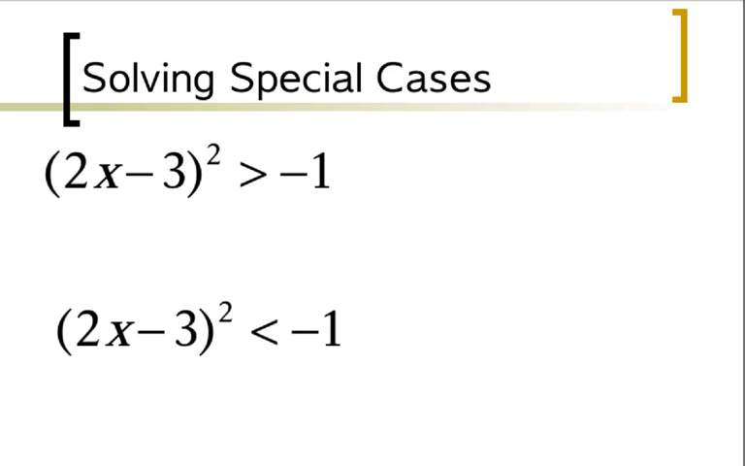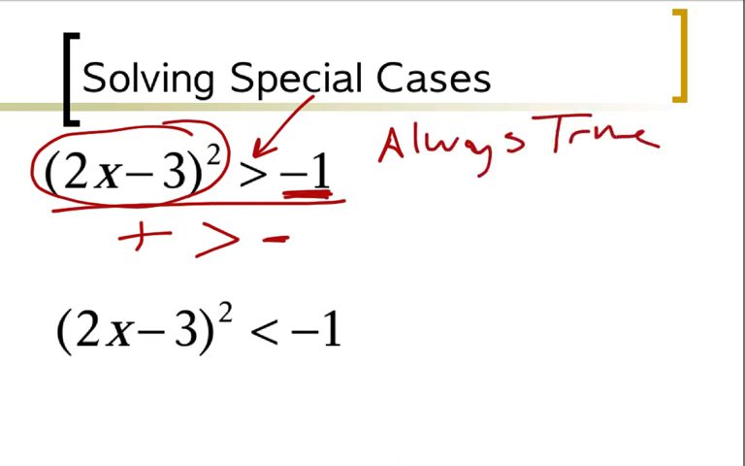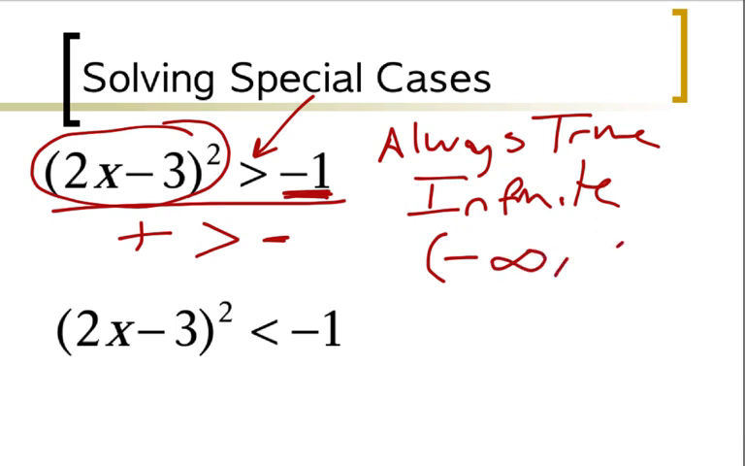So let's take a look at some special cases. These special cases are ones that I don't actually want to start solving or setting it equal to 0 first, because I actually want to think about the fact that when can I square something and have it be bigger than a negative 1? Well, any number I square will turn out to be positive. Anything you square times by itself, it'll turn positive. Well, that's always bigger than a negative, which means this is always true. If it's always true, that means you have infinite solutions. We can write infinite solutions by writing negative infinity to positive infinity.